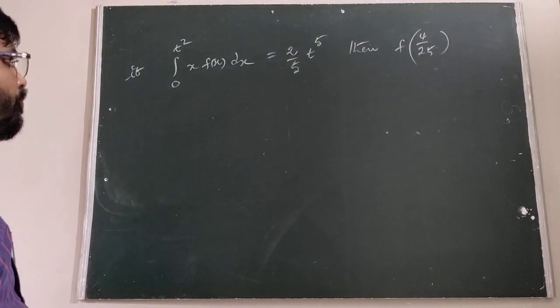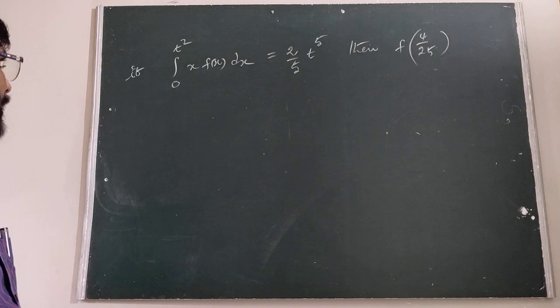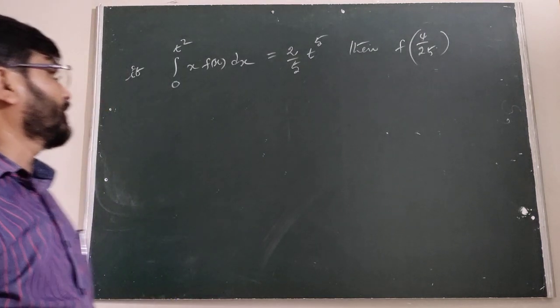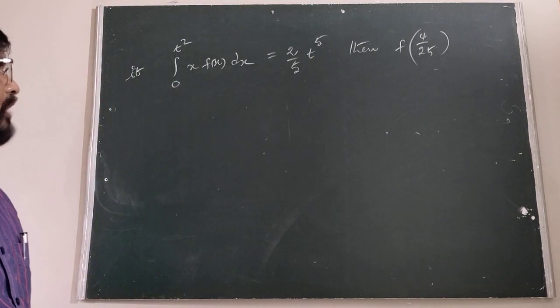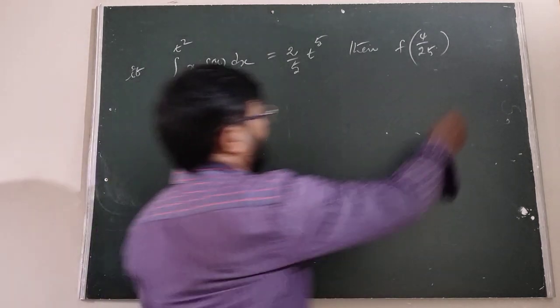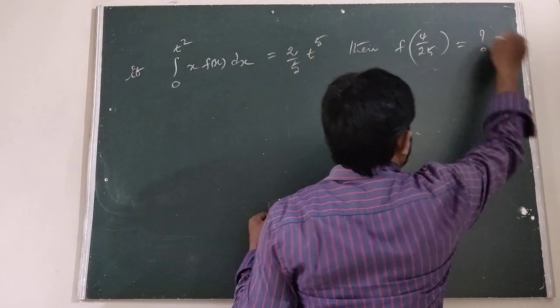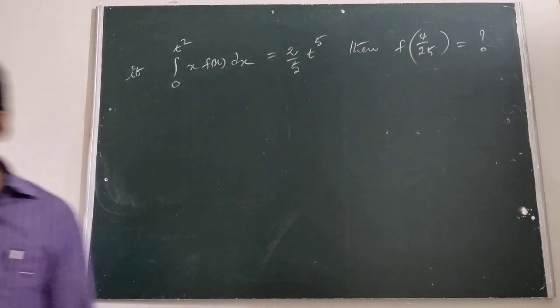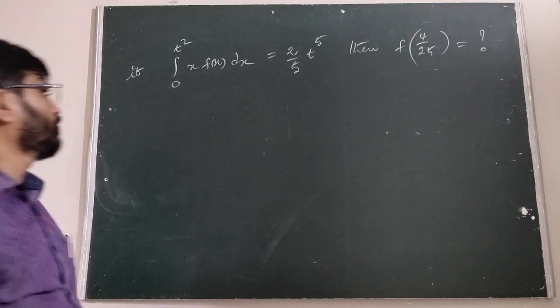This is another question. The integral from 0 to x square of f of x dx equal to 2 by 5 into t power 5. Then find the value of f of 4 by 25. How to find this one?